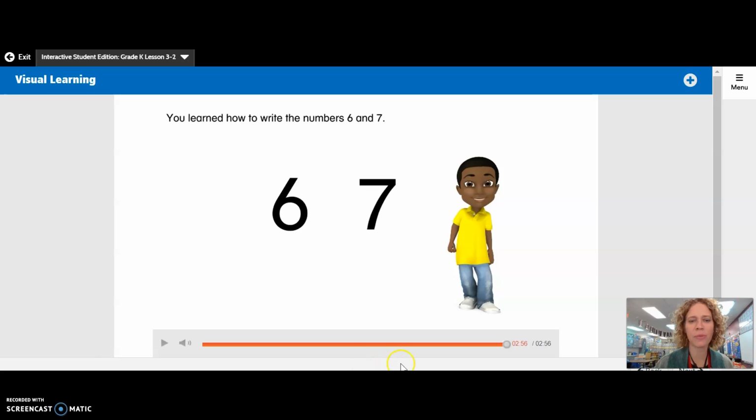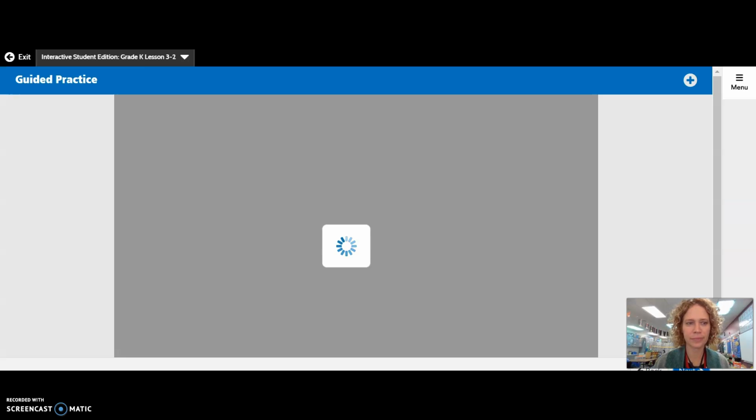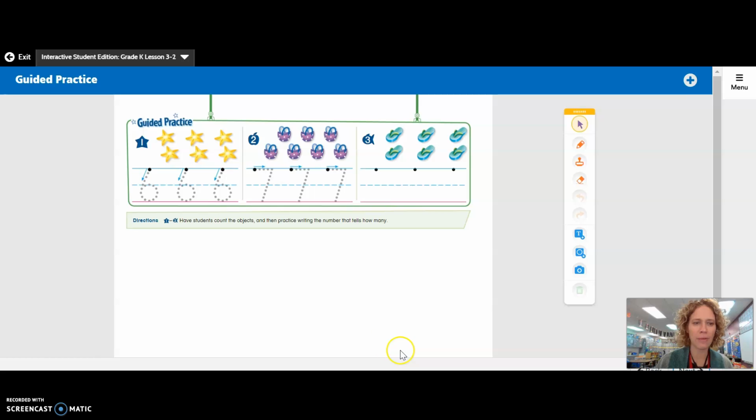Wonderful job, boys and girls. We've practiced writing the number 6 and the number 7 in our handwriting book when you guys were at school, so this is a lot of review. Let's continue. All right, our job is to count the objects, then practice writing the number that tells us how many. All right, let's start with the starfish.